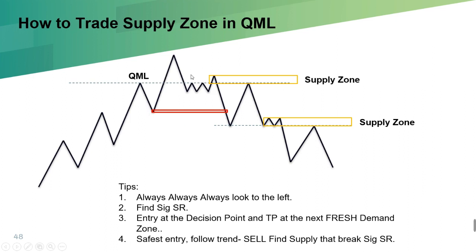So every time when you trade, if you do not know where your decision point is, or your MPL, maximum pain level, or whatever it is, always find something that is drop base drop, or rally base rally, that suddenly breaks a very obvious significant support and resistance where the price tested many times. In future, that is your entry point. So this is how we trade supply zone in the QML.